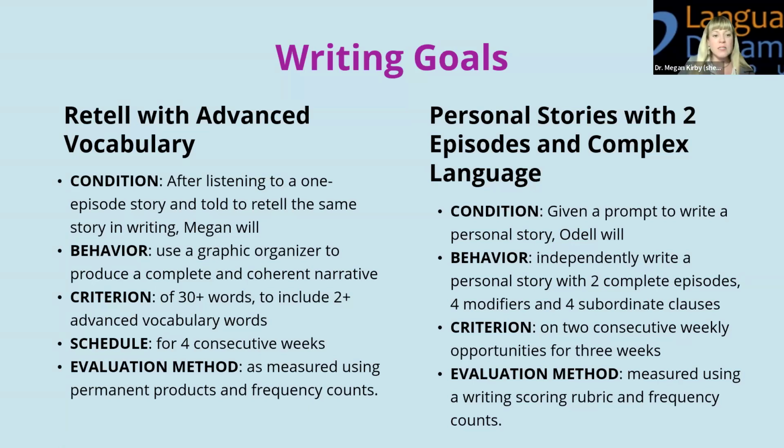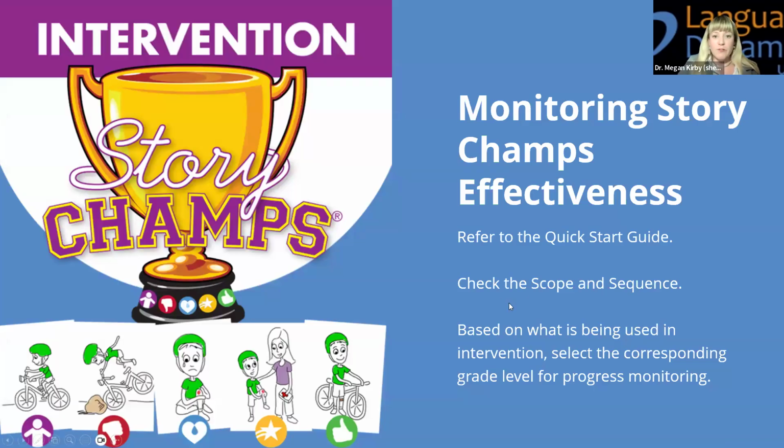Now, let's say that you have these goals, you're delivering intervention. I'm going to refer you back to the quick start guide if you're using Story Champs, right? And that's great because you're going to look at the quick start guide in the kit and you're going to try to find the grade level that matches that goal. All right. And then it will tell you specifically what lesson plan to use, what story level. All right. And vice versa, based on what you're using in Story Champs.